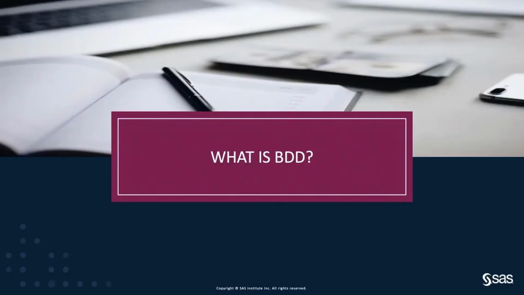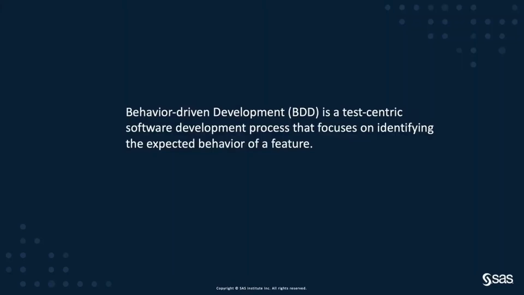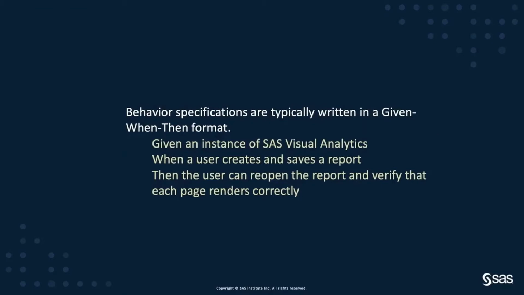What is BDD? Behavior-driven development is a test-centric software development process that focuses on identifying the expected behavior of a feature. Behavior specifications are typically written in a given, when, then format. Because BDD scenarios are easy to read, write, and comprehend, it is a great collaboration tool to use between teams to communicate behavior that is considered important to test.